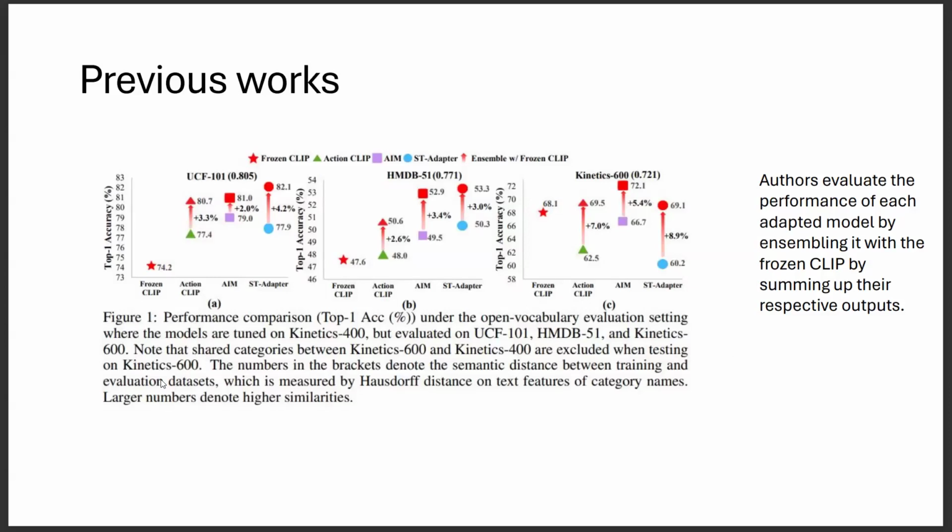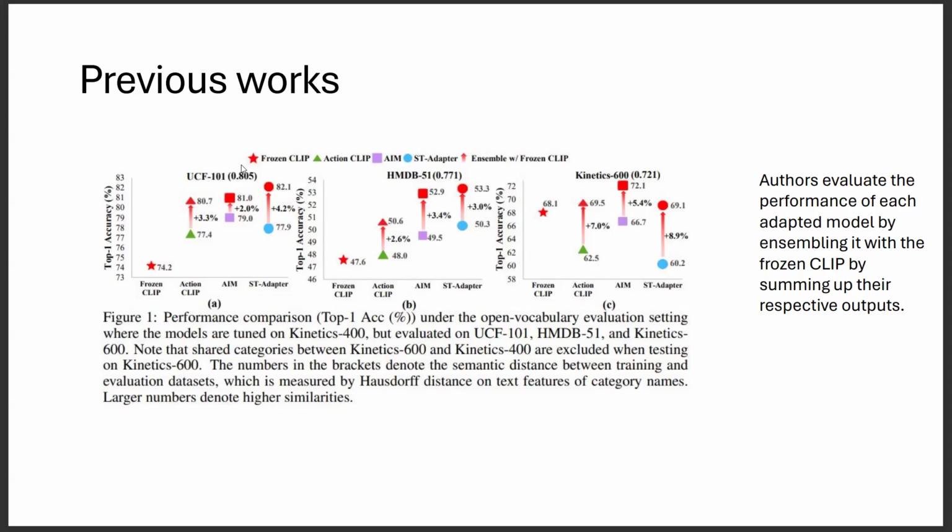What happened in the previous works? They compared it with a few previous works: the original frozen CLIP, ActionCLIP, which is another action recognition CLIP model, AIM and ST-Adapter. All of them are action recognition models using CLIP. They also tested on three datasets on which the models weren't trained. All of these models were first trained on the Kinetics 400 dataset and then tested on these datasets to see how they perform when not trained on that specific dataset.